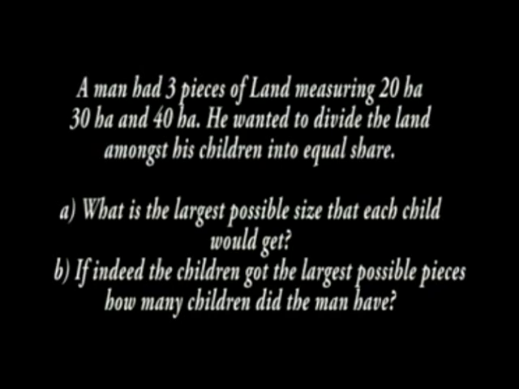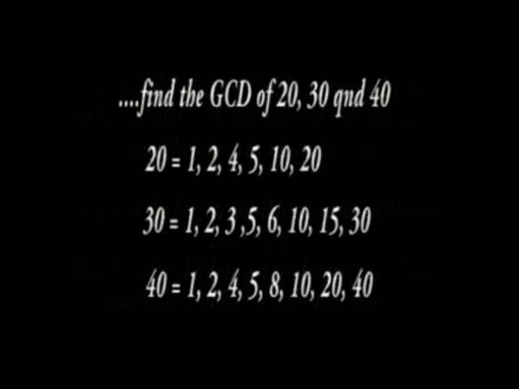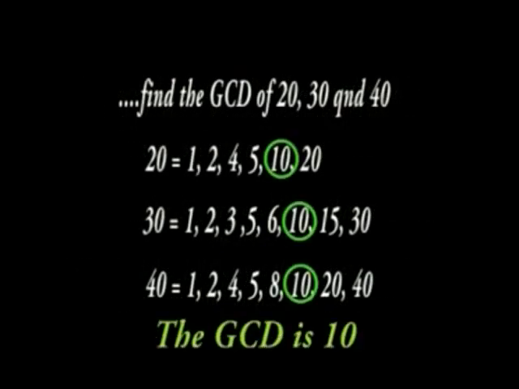In our solution, the idea to capture is that the share is not only equal but the largest possible. Hence, we find the GCD of 20, 30, and 40. Using any of the above methods, the GCD is 10. It means that each child can get a share of 10 hectares.